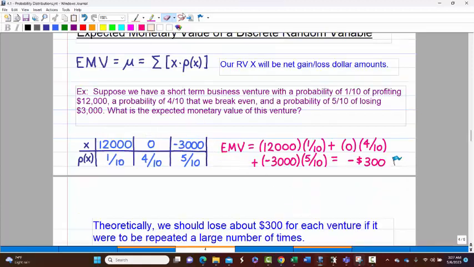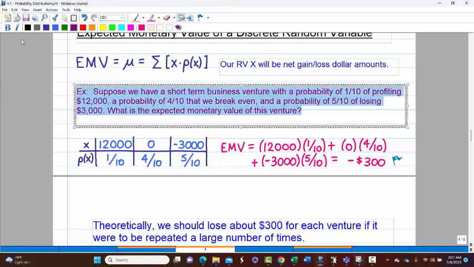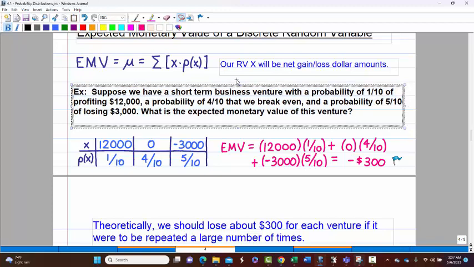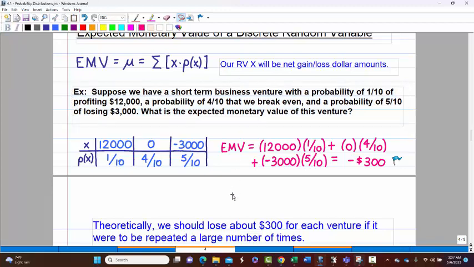Now this example says we have a short-term business venture that has a probability of 1 over 10 of profiting 12,000, a probability of 4 over 10 that we break even, and a probability of 5 out of 10 of losing 3,000. What is the expected value of this venture? So there's 3 outcomes. We're looking at it as profit and loss. We win 12,000. Break even is 0.